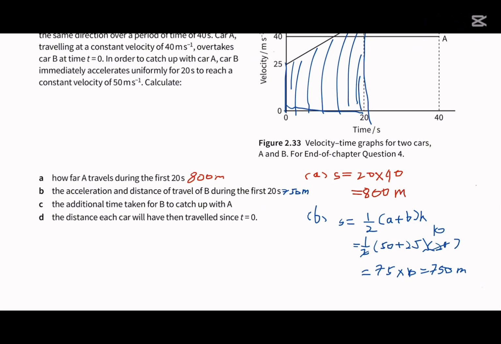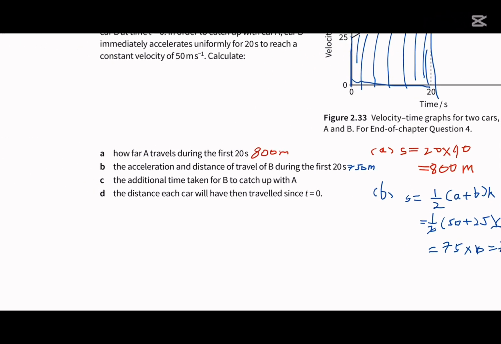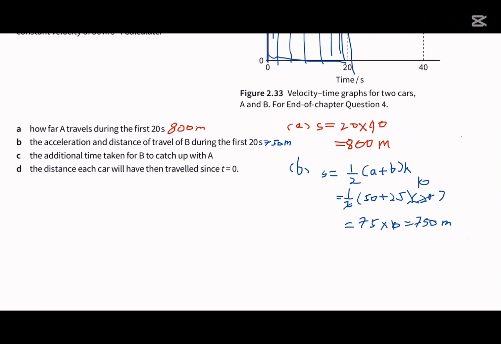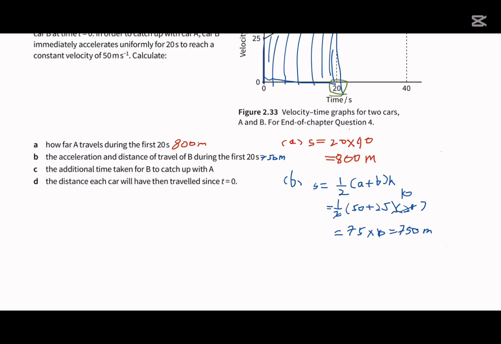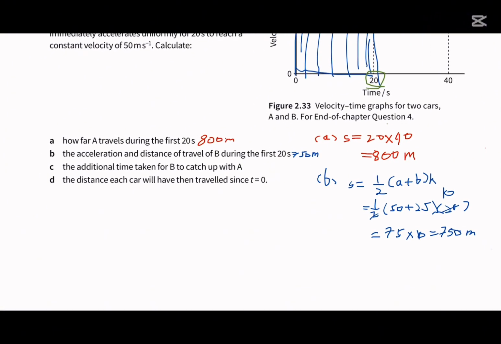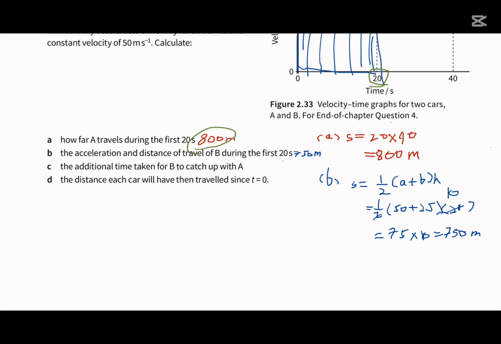We're already halfway. Part C: the additional time taken for B to catch up with A. Let's look at the first two answers. At t equals 20, car A traveled 800 meters and car B traveled 750 meters. So car B hasn't really caught up with car A, even though it has more velocity.